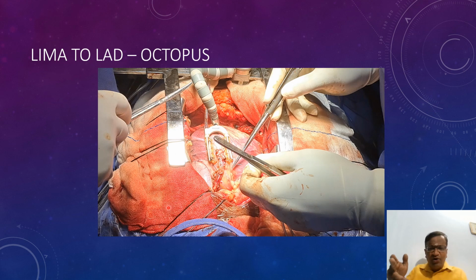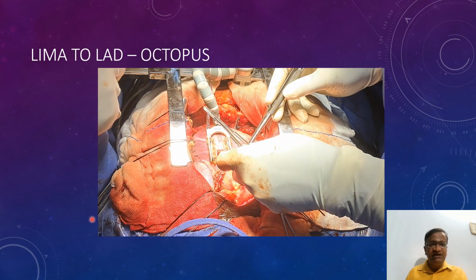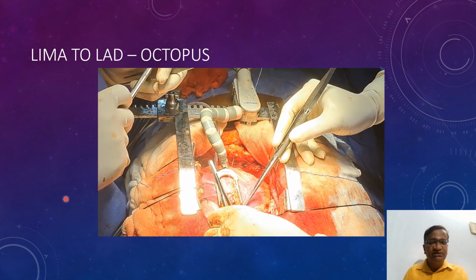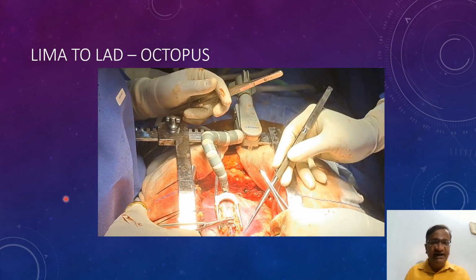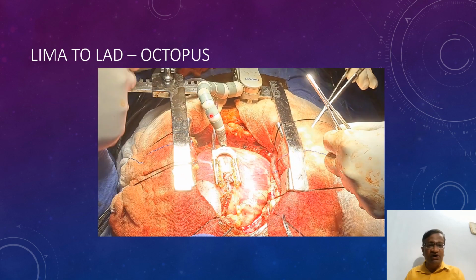Then they will put small clamps on all the branches, open it and see whether there is a good flush of blood. And then they will graft into the belly. Now this is the octopus machine.